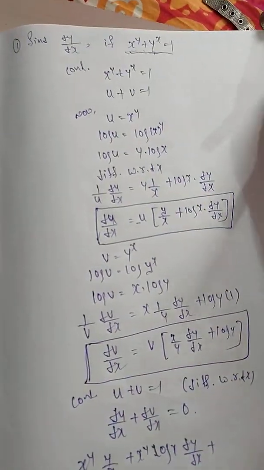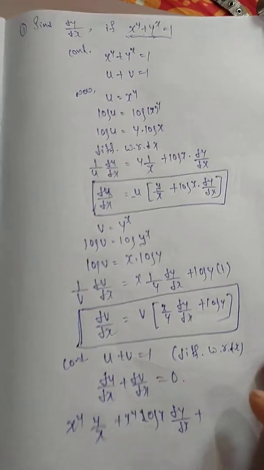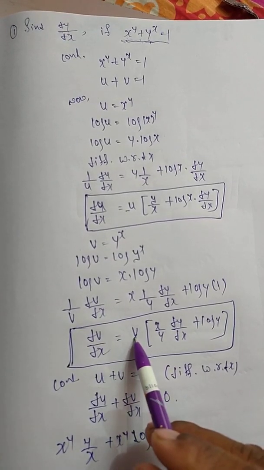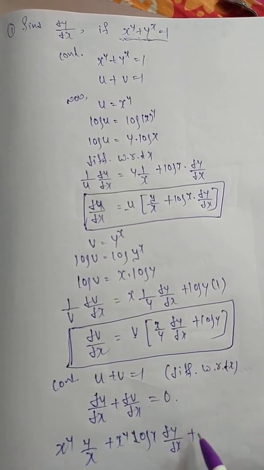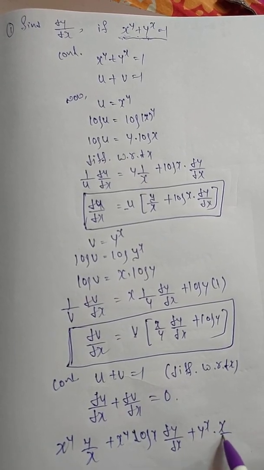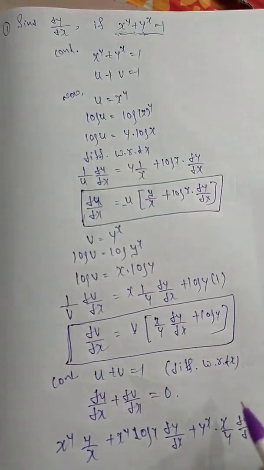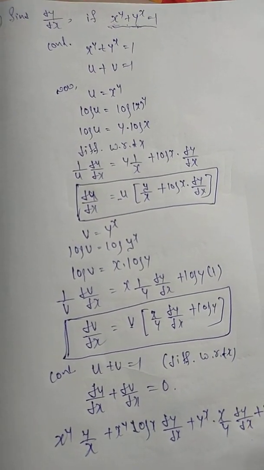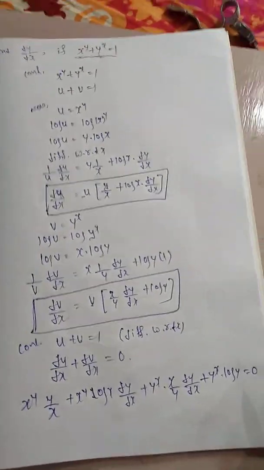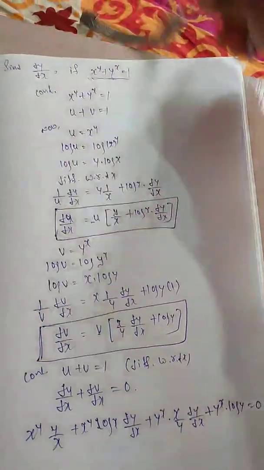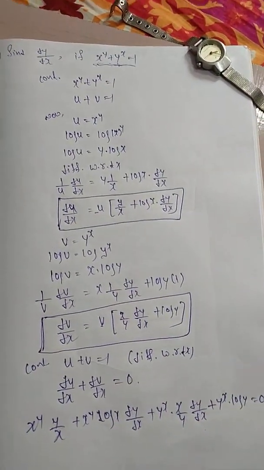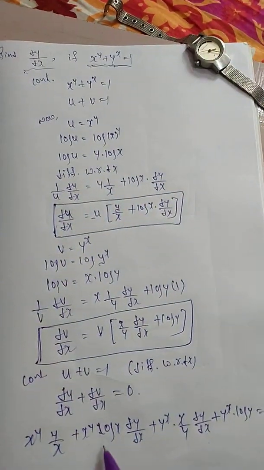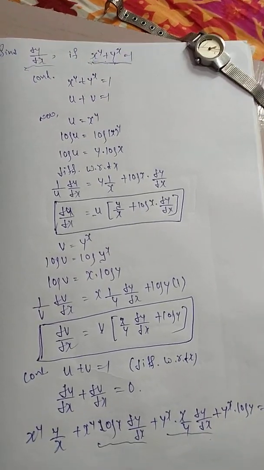dv by dx means we are multiplying the v inside. What is v? v is y to the power of x. So y to the power of x into x by y into dy by dx plus y to the power of x into log y is equal to 0. Is it clear? Now you want to separate the dy by dx. They have asked to find dy by dx here. So what do you want to do? You want to keep the dy by dx on the left side, and the rest all on the right side.